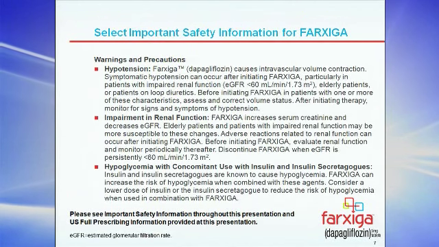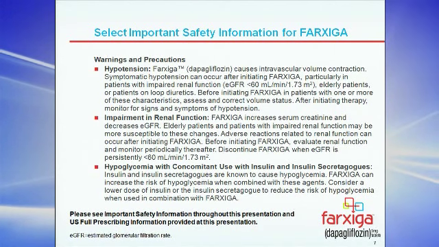As with all medications, it's important to review select important safety information. Farxiga causes intravascular volume contraction. This means symptomatic hypotension can occur after initiating Farxiga. This is a particular concern in patients with impaired renal function, that is, patients with an estimated glomerular filtration rate, or eGFR, less than 60 milliliters per minute, and also in elderly patients or patients on loop diuretics. Before initiating Farxiga in patients with one or more of these characteristics, clinicians should assess and correct volume status. After initiating therapy, patients should be monitored for signs and symptoms of hypotension.